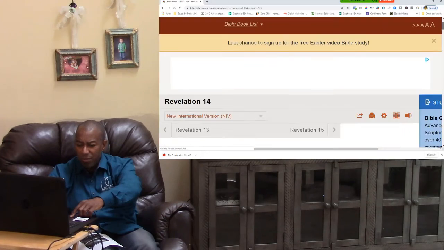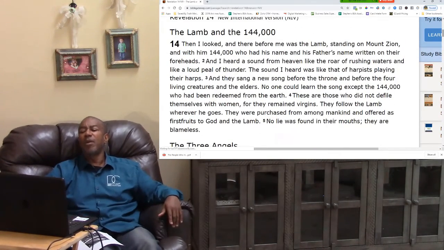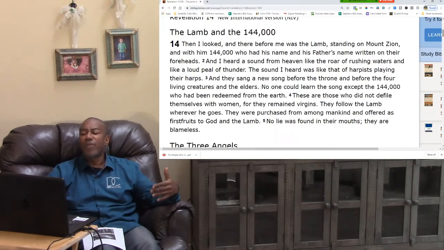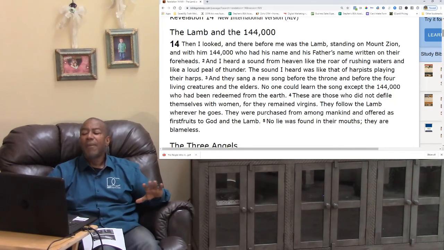Revelation 14 reads, "Then I looked, and there before me was a Lamb standing on Mount Zion, and with him 144,000 who had his name and his Father's name written on their forehead. And I heard a sound from heaven like a roar of rushing water, and like a loud peal of thunder. The sound I heard was that of harpists playing their harps. And they sang a new song before the throne and before the four living creatures and the elders. No one could learn the song except the 144,000 who had been redeemed from the earth.